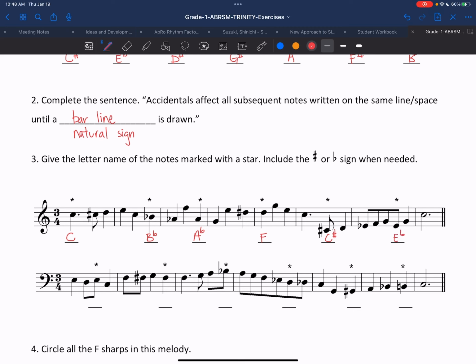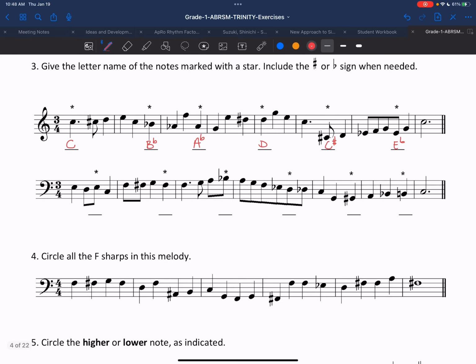So again, those answers are C, B flat, A flat. I'm sorry, I made a mistake. This one is not F. That's a D in the treble clef. We have C, B flat, A flat, D, C sharp, and E flat.